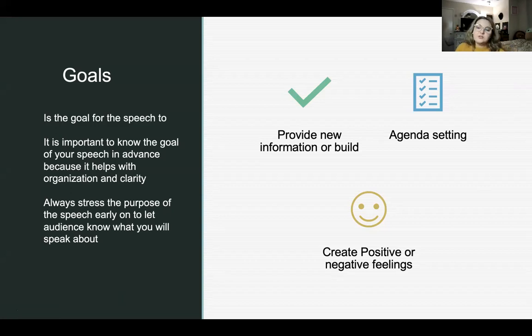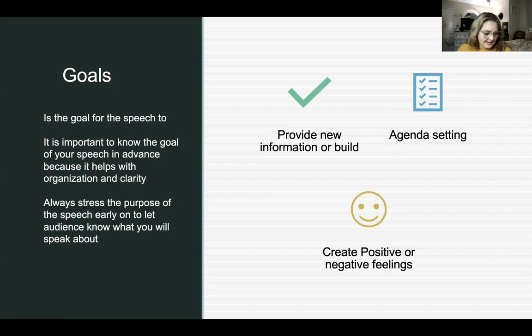Three common goals you often see in informative speeches are providing new information or building on old information. This is something that you would see in more traditional schoolyard teaching. Your teacher would be like, "Hey, remember when we talked about this?" Or, "Guess what? Today we're learning about this." Those are informative speeches where the goal is to just give information out.